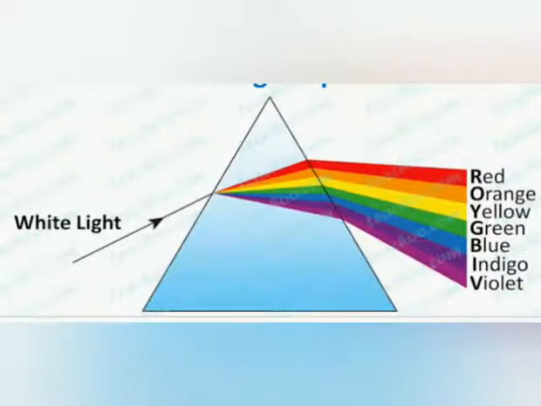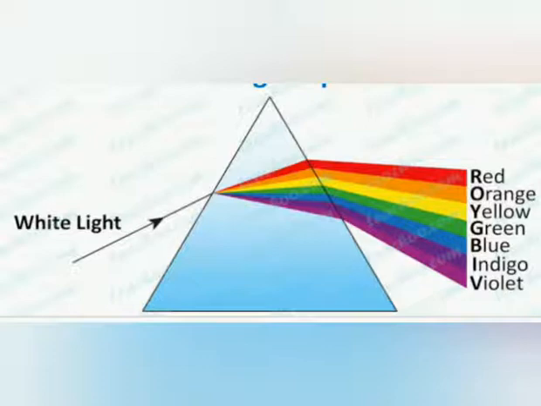White light or sunlight consists of 7 colors: violet, indigo, blue, green, yellow, orange and red. This band of 7 colors is called a spectrum.